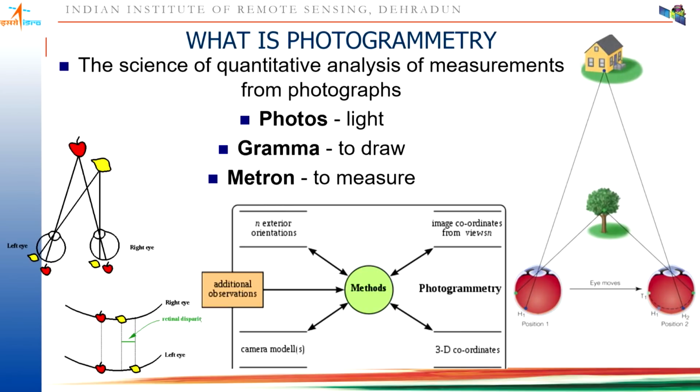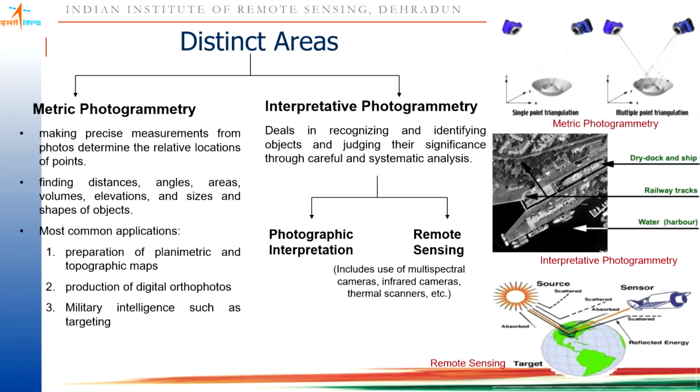Also, within photogrammetry, at every stage there is a statistical self-checking. So at every stage, unless you achieve a certain accuracy, you are not allowed to go to the next stage. This keeps the accuracy of photogrammetric measurement very, very high. So this is what photogrammetry is.